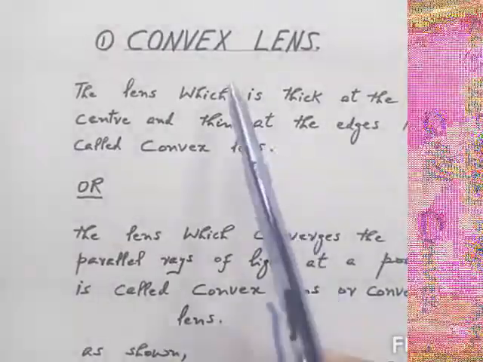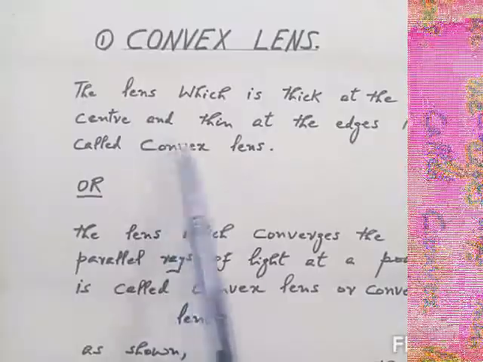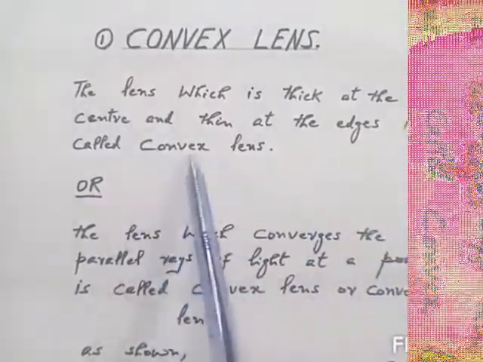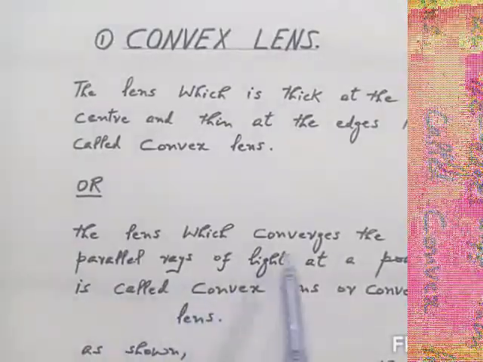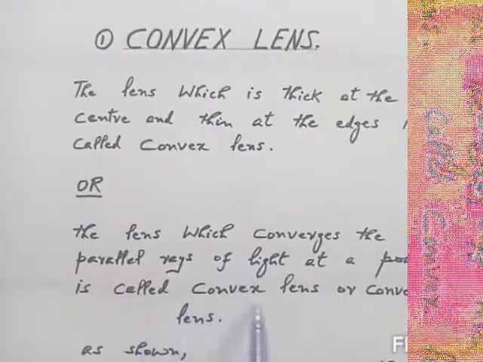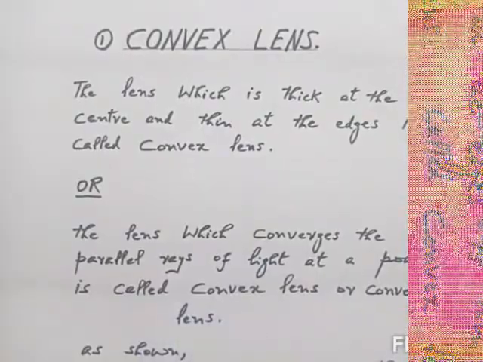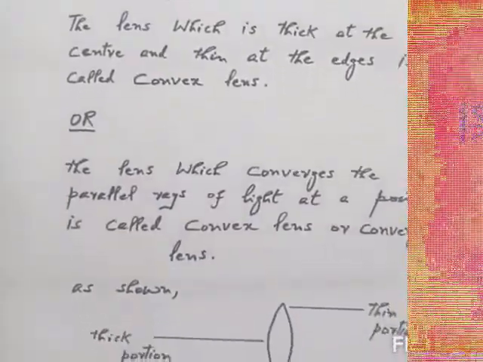Now first is a convex lens. What is a convex lens? The lens which is thick at the center and thin at the edges is called a convex lens. Or the second definition, the lens which converges the parallel rays of light at a point is called a convex lens or converging lens. Diagrammatically, I can show you what is a convex lens.